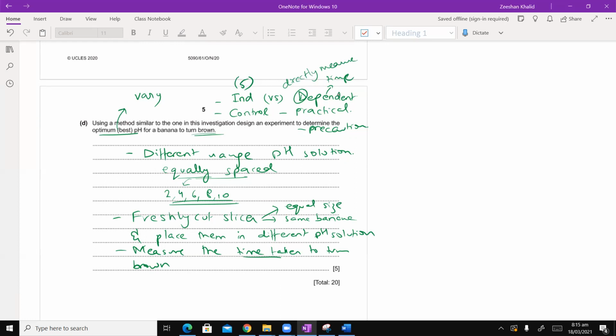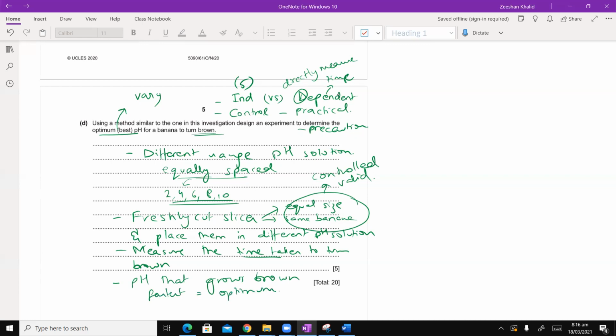The variables we have talked about, these are the controlled variables. I have controlled them in order to make sure that my result is more valid. And then the pH that goes brown fastest, because at the end of the day it's the enzyme that's working, so just pick the one that takes the least time. The pH that goes brown fastest is going to be my optimum pH.